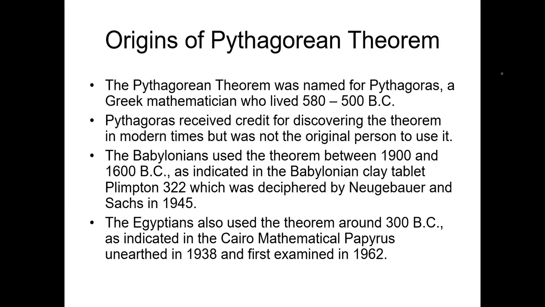And then just another little side note, back then it wasn't just the Greeks, also the Egyptians were using it. They used it around 300 BC, but we didn't know about them using it around that time until the Cairo mathematical papyrus let us into its secrets. That was unearthed in 1938, but not fully examined and understood until 1962. So just a little math history there for you about the Pythagorean theorem.